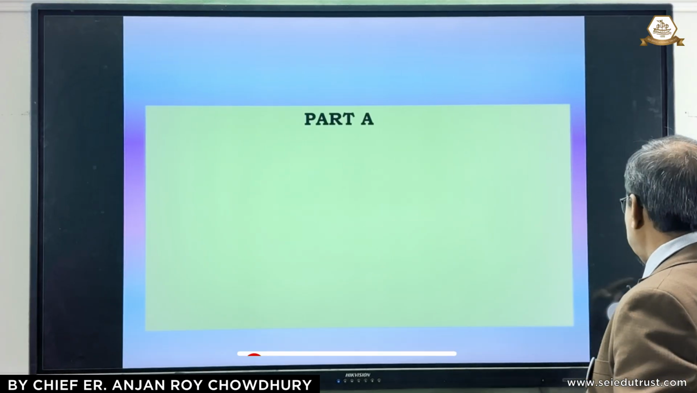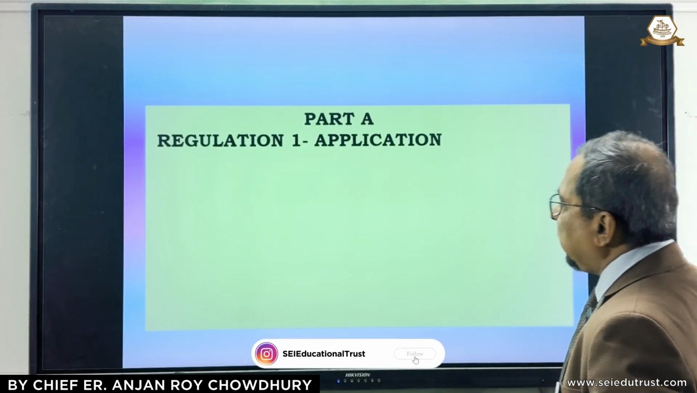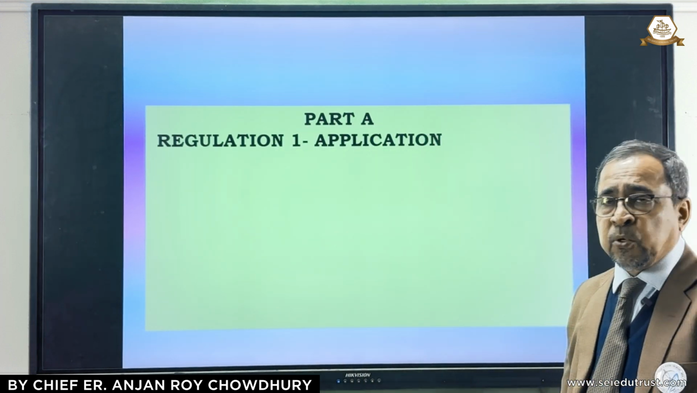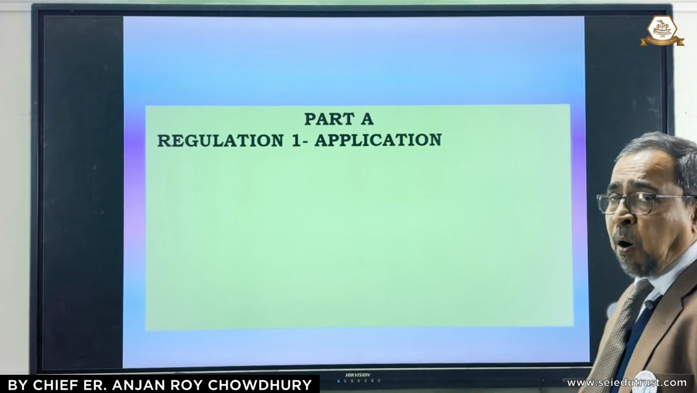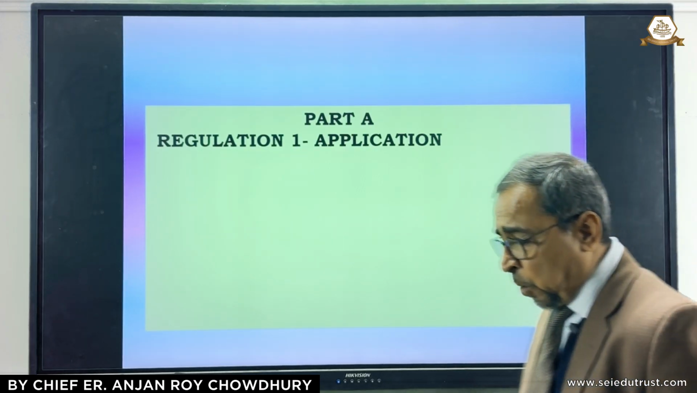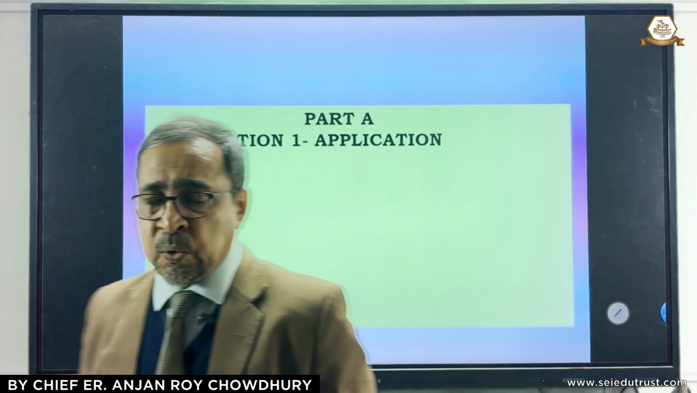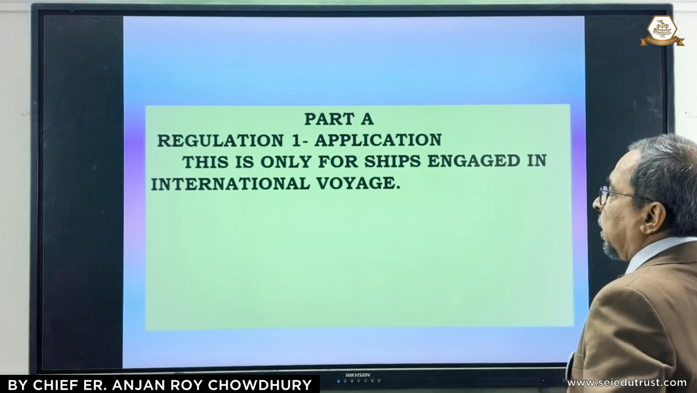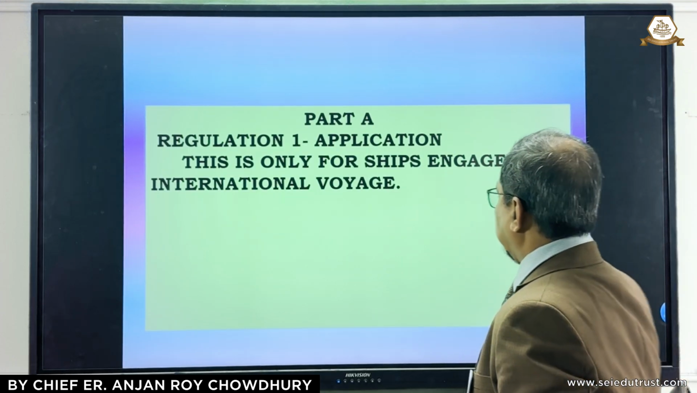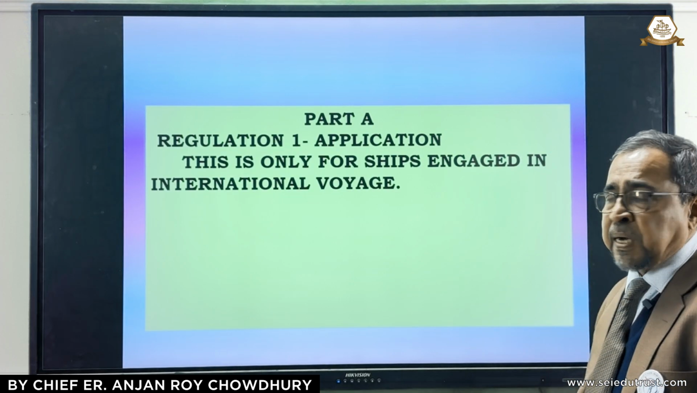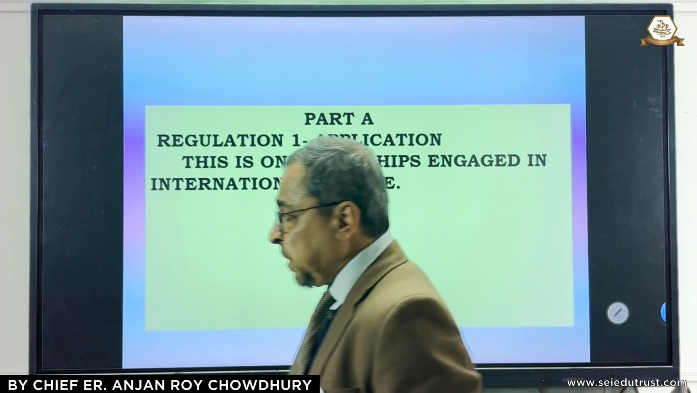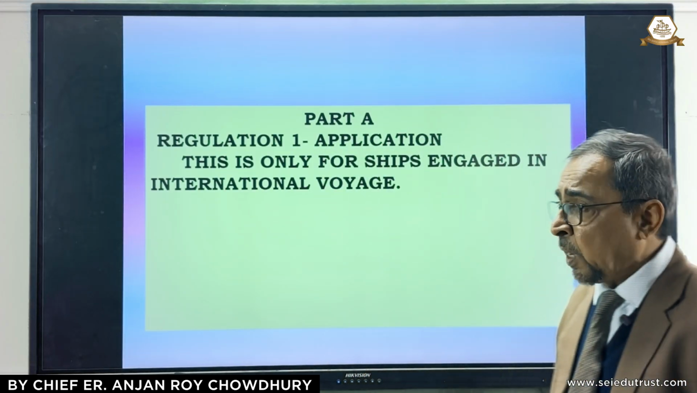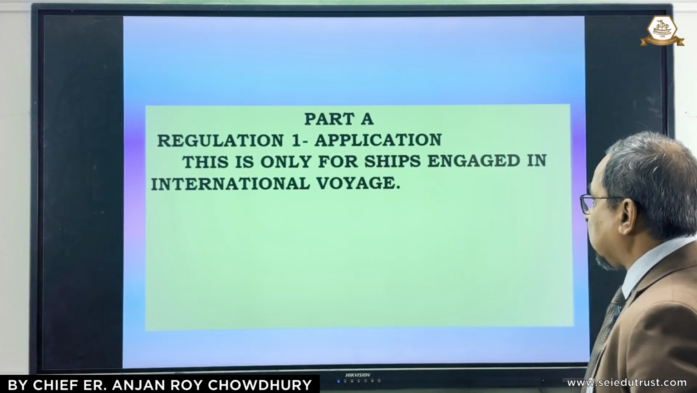Part A. In Part A, Regulation 1, first of all we will come to know the meaning of application. That means where we can apply these rules and regulations, for which category of ship. This is only for ships engaged in international voyages. That means the regulations under this Part A will not be applicable to coastal or near coastal vessels.